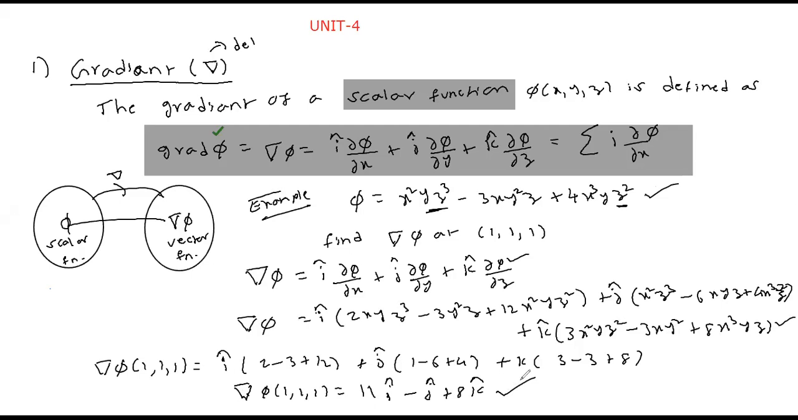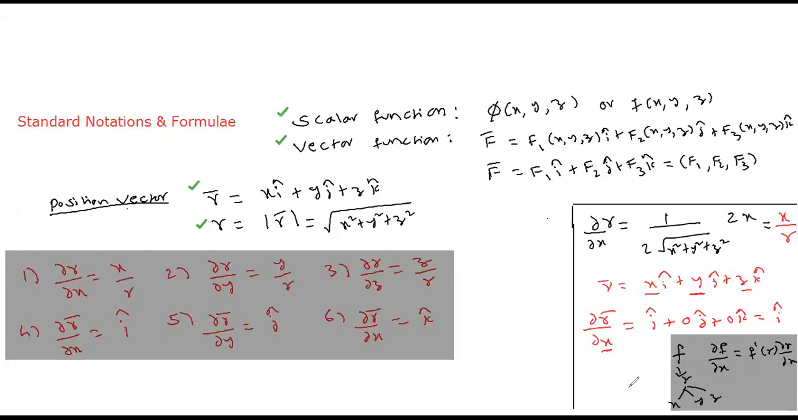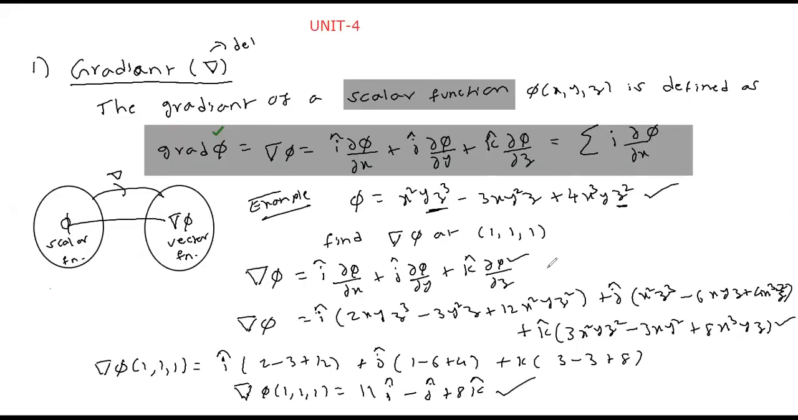In this session, we have seen some standard notations and formulas on vectors, which are very useful in the coming discussion. Then we started the fourth unit and I introduced the first concept called gradient, which is applied to a scalar function. The gradient of a scalar function is a vector function, and we saw an example of finding it. I'm concluding this session with this. In tomorrow's class, I'm going to introduce some more operators which are very important.